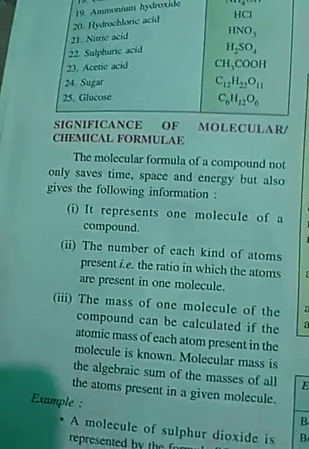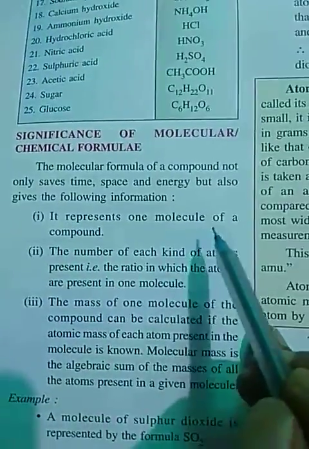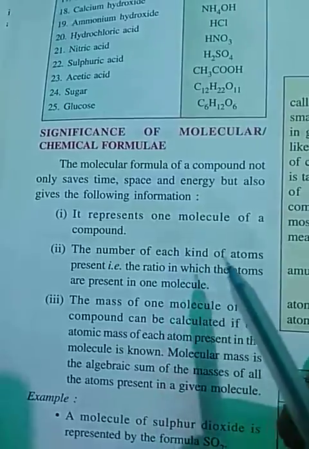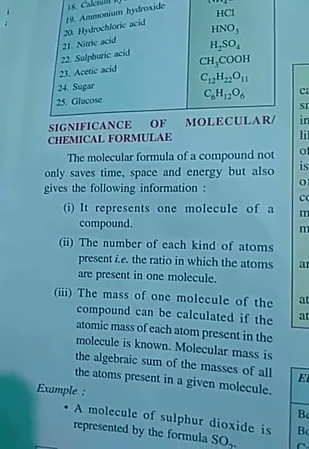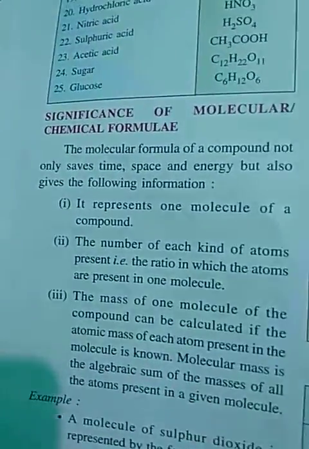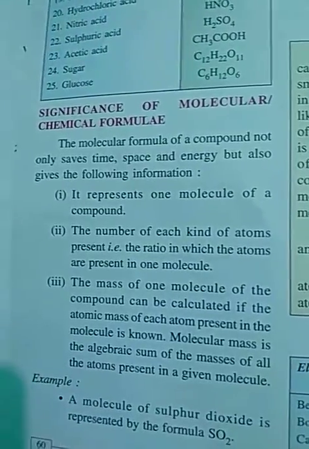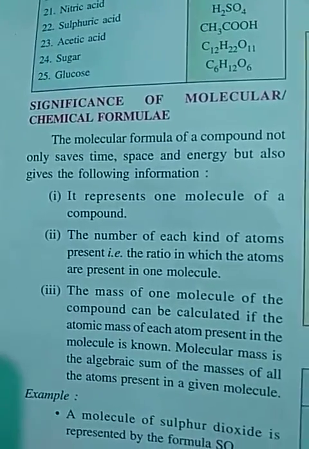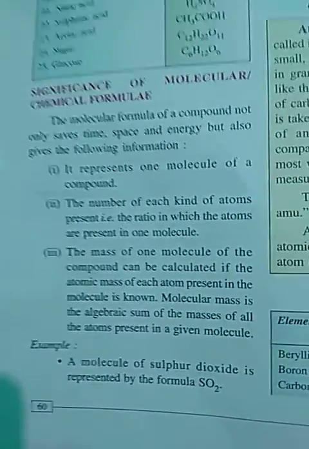So now, what is the significance of molecular formula? It represents one molecule of a compound. It represents the number of each kind of atoms present in it. Mass of one molecule of the compound can be calculated when? If we know the atomic mass of each atom.